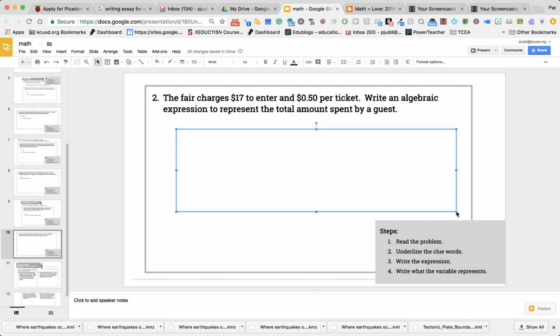Okay, and we are back here. The fair charges $17 to enter and 50 cents per ticket. Write an algebraic expression to represent the total amount spent by a guest. Well, this is very similar to the one that we just did.